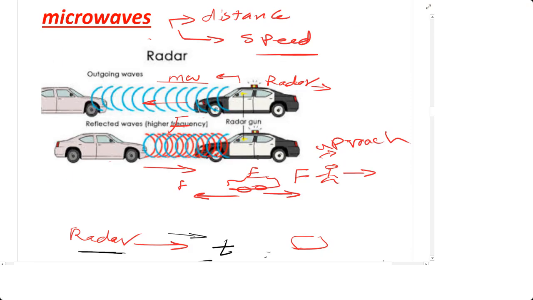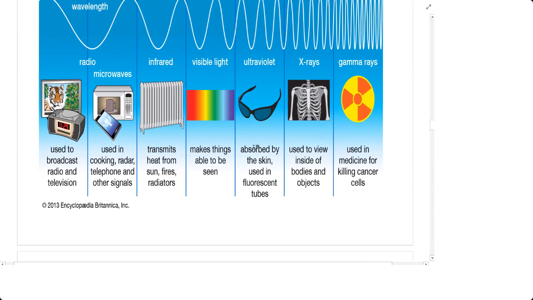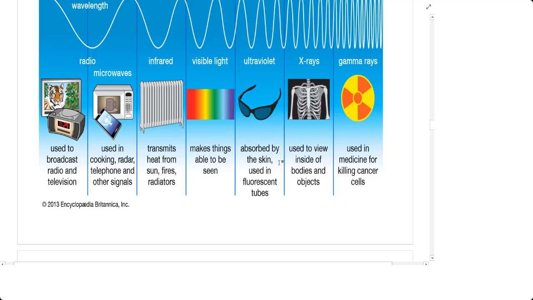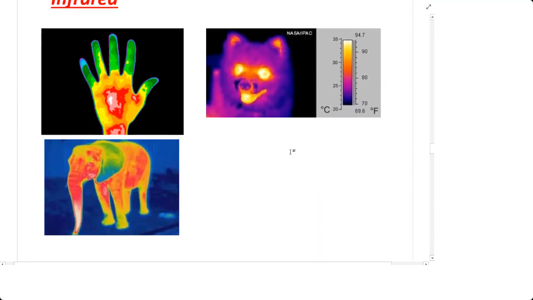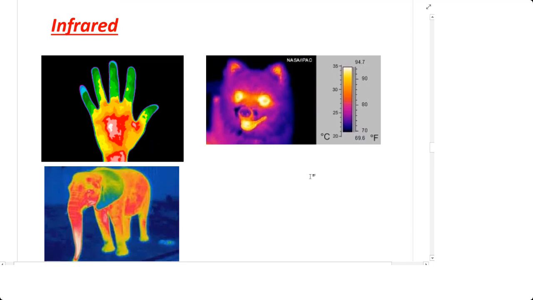So actually this is the point about waves. Then we're going to use infrared. Infrared transmits heat from the sun, fires, and radiators. So all heat objects produce infrared. Infrared has a thermal effect. We can use infrared to make something called a thermogram. A thermogram is an image that shows regions of different temperature in different colors.